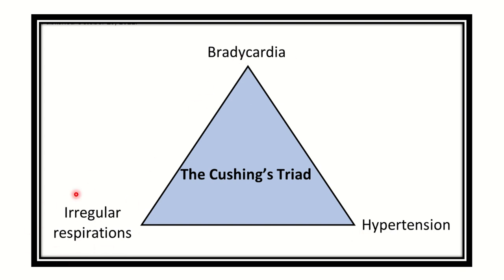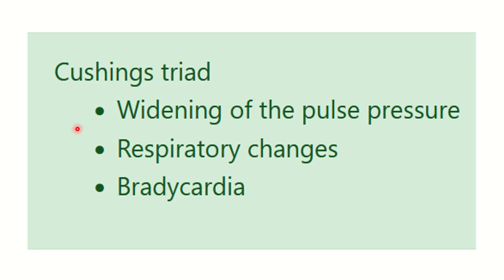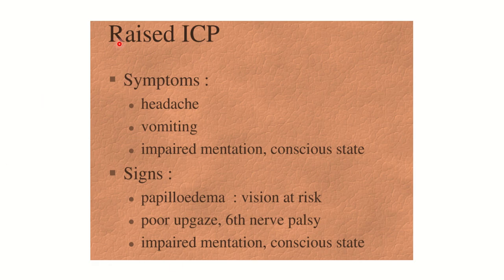Bradycardia and irregular respiration occur due to involvement of the cardiorespiratory center, which is located in the medulla. And hypertension is the most important and first event that occurs when intracranial pressure increases. In this condition, systemic blood pressure also increases and hypertension develops. And here we can see the Cushing triad again: widening of the pulse pressure, respiratory changes, and bradycardia. And these are the clinical signs and symptoms of raised intracranial pressure.